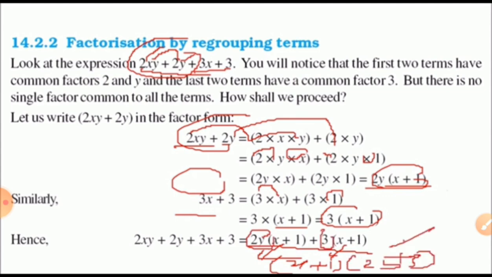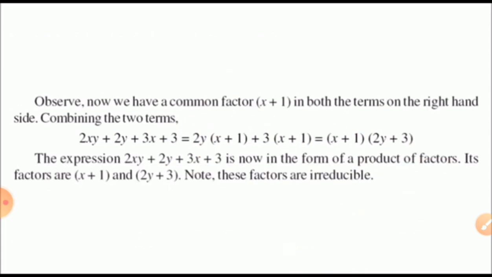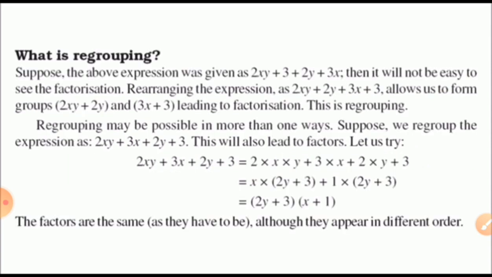Easy? Yes, 2y plus 3, sorry, not 5. What is regrouping? Oh, I see. Suppose the above expression was given as 2xy plus 3 plus 2y plus 3x. Then it will not be easy to see the factorization. Rearranging the expression as 2xy plus 2y plus 3x plus 3, rearranging, putting it front and back, allows us to form groups, first group and second group.